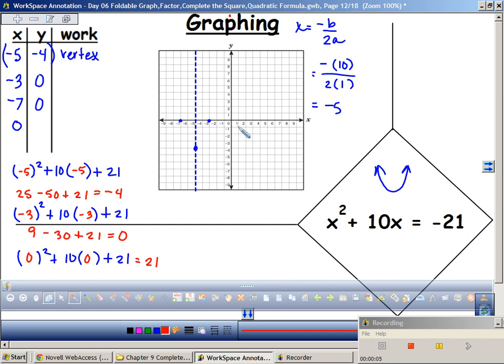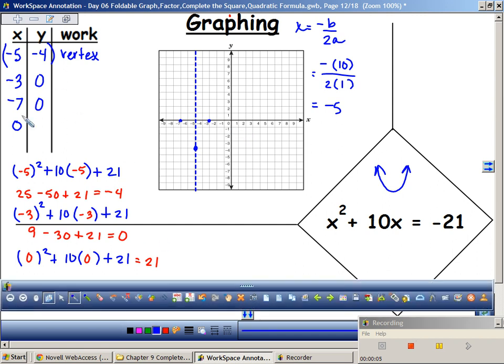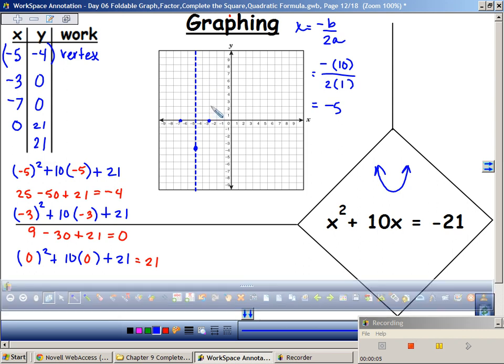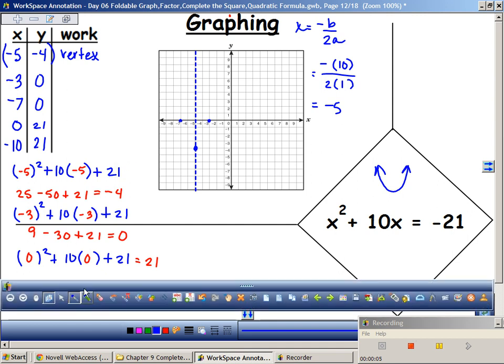We'll make it red so we can see it. But I do know something else about it. If I plug in 0, I get 21, I can also, by looking at my graph, tell what the other side would be. Can anybody get that? Here's my axis of symmetry. If I have to go over 5 this way to get to 21, I would also have to go over 5 this way. So my other value is negative 10 without doing any work. Wow, great job. Amazing.